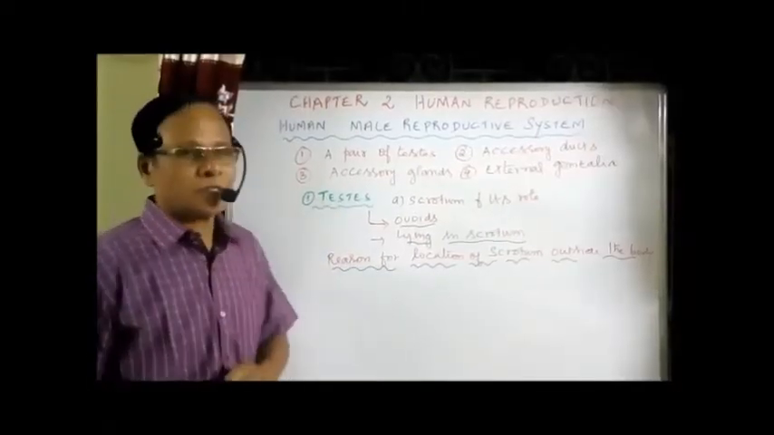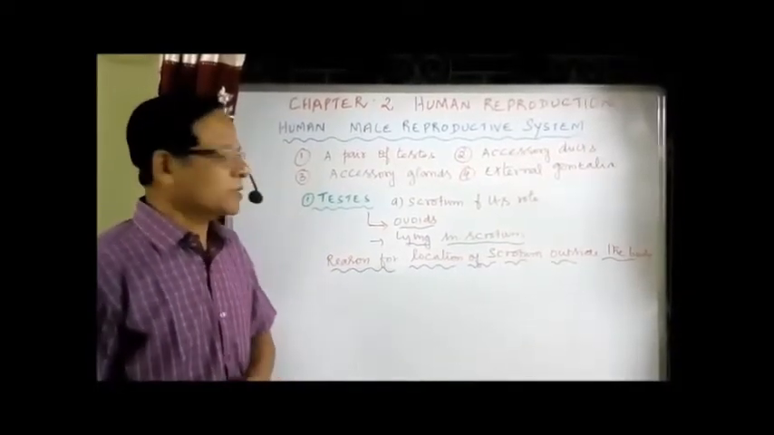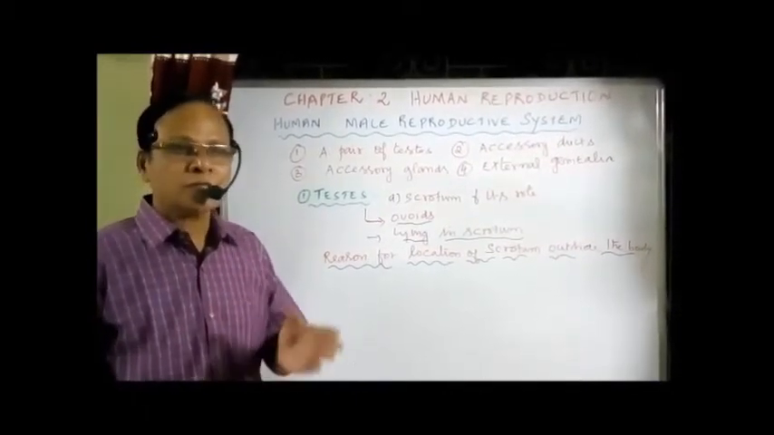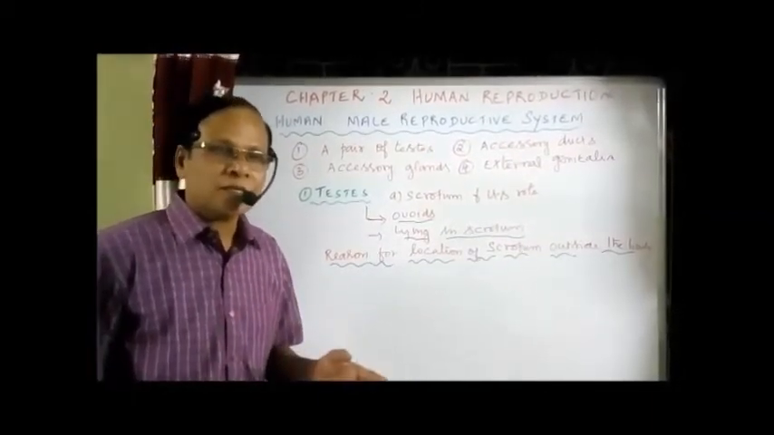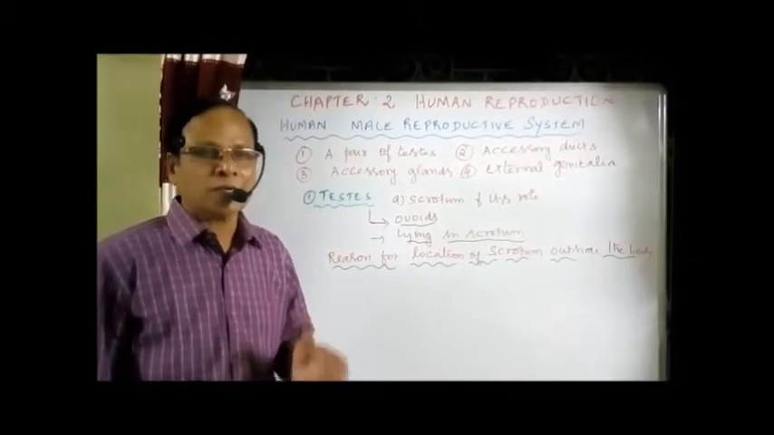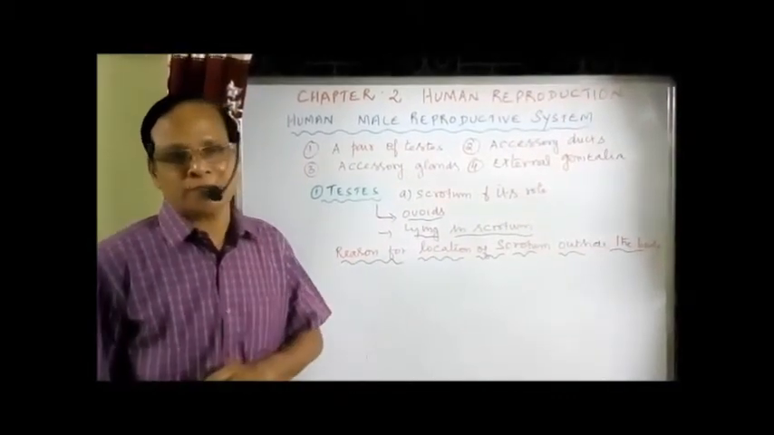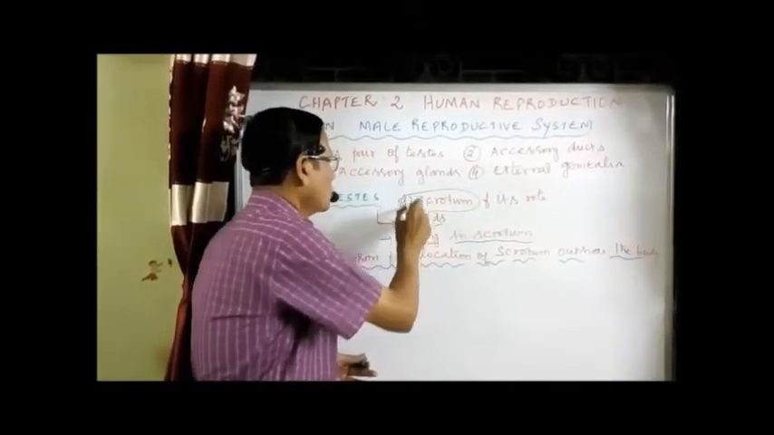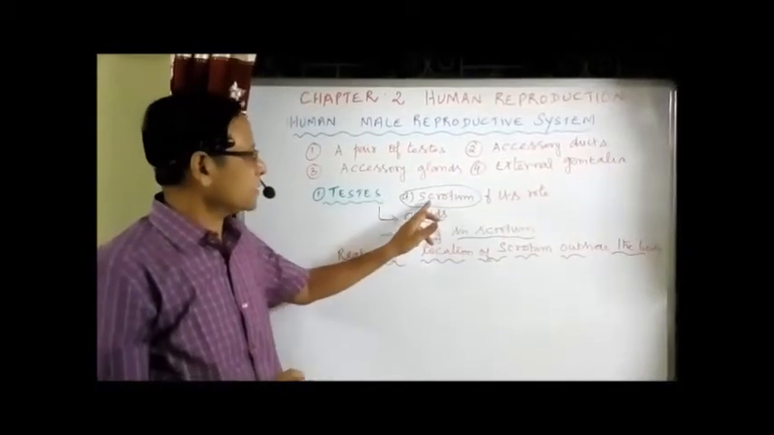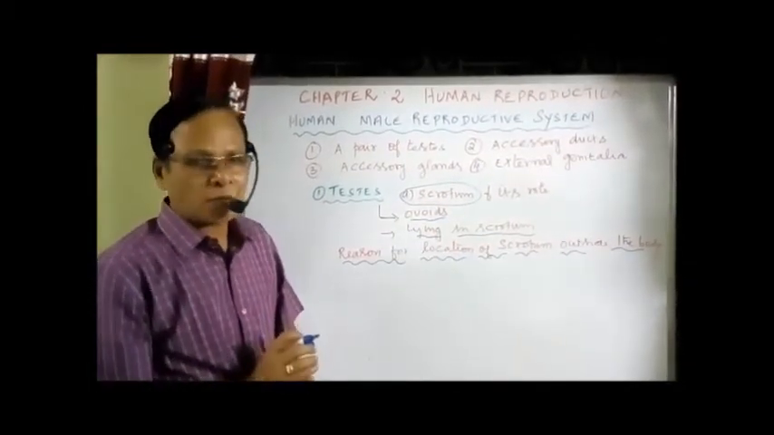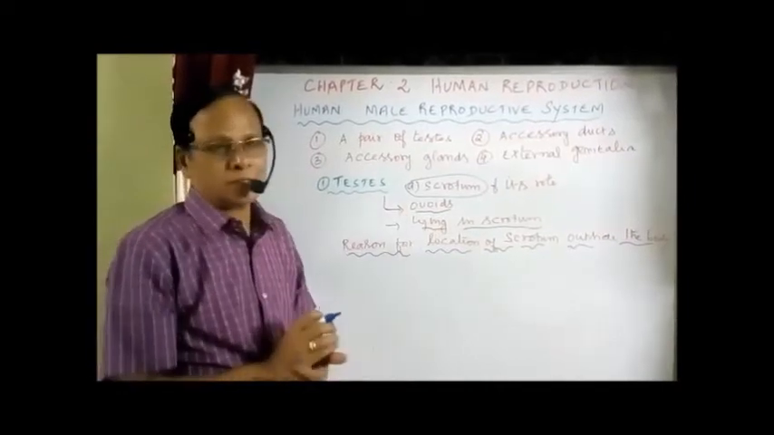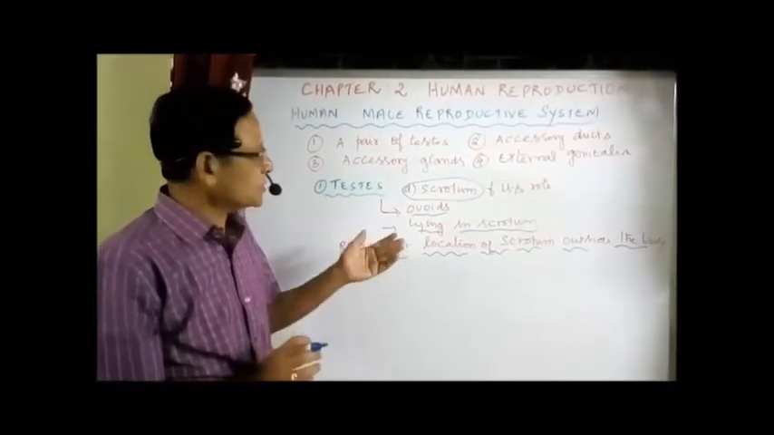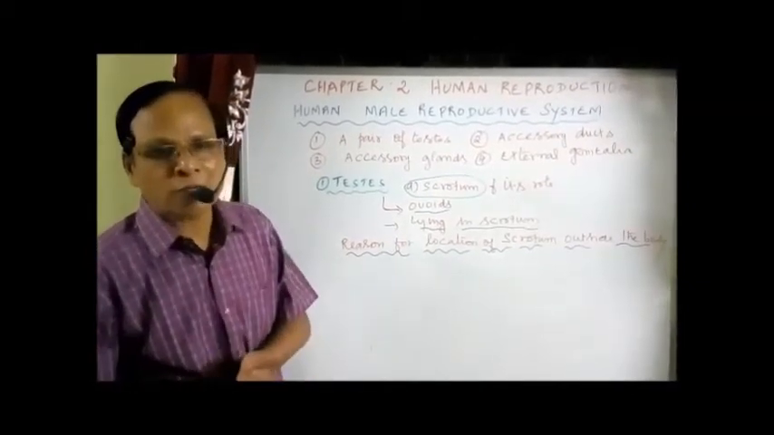Now let's take the first one, the testes. In the case of all mammals, with some exceptions, the testes are located inside a sac of skin known as the scrotum. So the testes are ovoid bodies lying in a sac of skin called the scrotum, a pair of ovoid testes placed inside the scrotum. The scrotum is a sac of skin hanging outside the abdominal cavity.